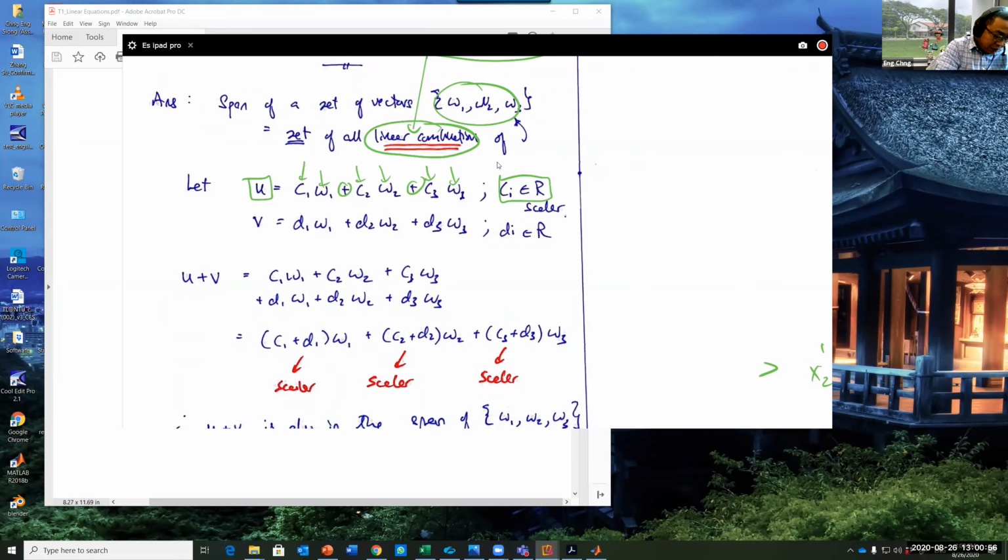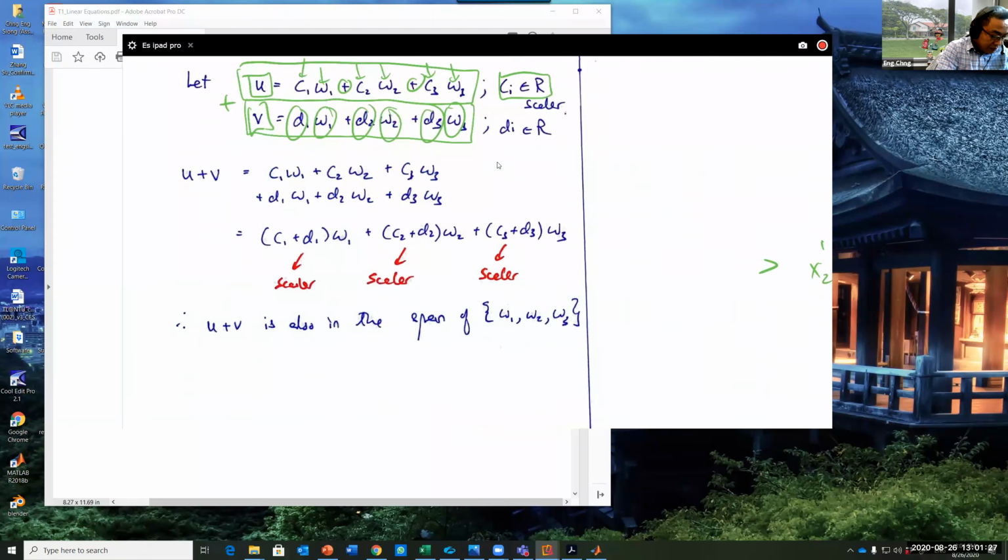So we're happy with the definition of U, and we don't care what C1, C2, C3 is. We are saying that U can be formed by any multiples of C's with the W's. Same with V. Now for V, we choose a different variable. Now we choose D1, D2, D3, multiplying by W1, W2, W3. And now we say let's add them up.